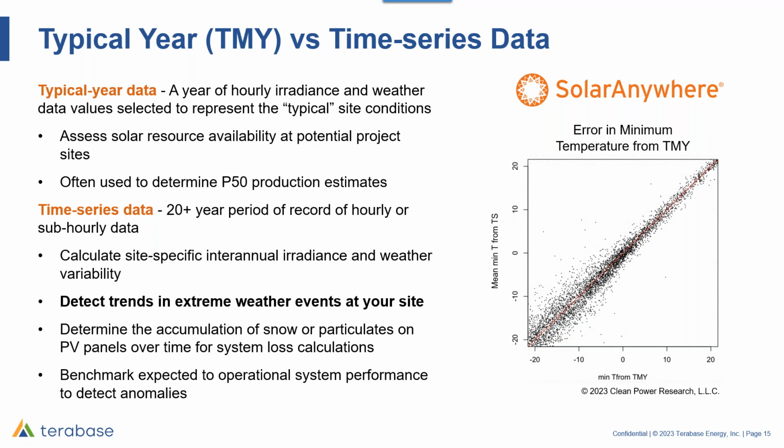And with the extreme value statistics that we're looking for here, the extreme annual mean minimum temperature, that's at the tail end of the distribution. So you're not going to capture that in this typical meteorological year.